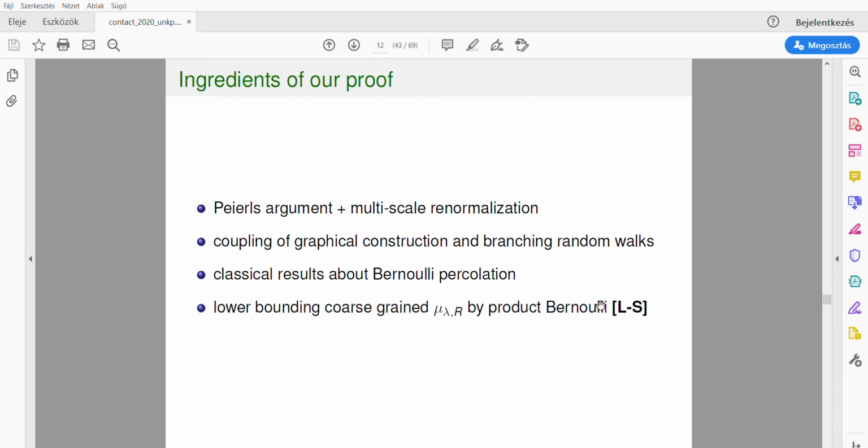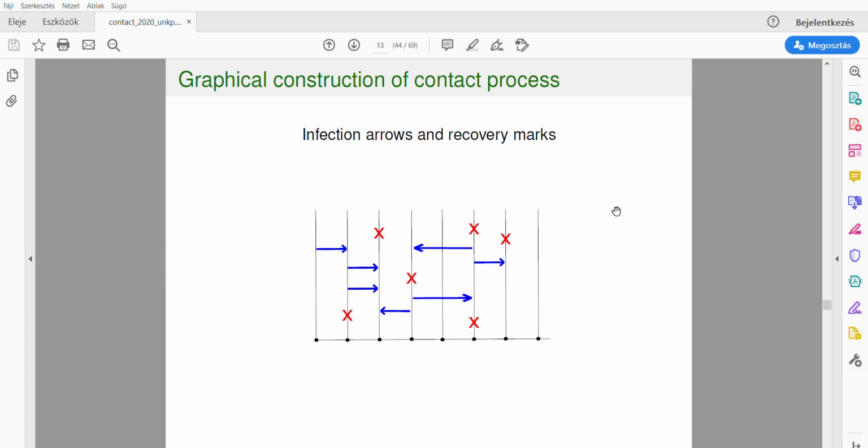So what I will try to talk about is this coupling of branching random walks and the graphical construction of the contact process. First of all, what is the graphical construction of the contact process? It looks like this. Imagine that these are the sites of Z^d. Here at the bottom you have d-dimensional space, and for simplicity let me draw dimension equal to 1. Of course our theorems are only interesting if the dimension is greater than or equal to 2, but I'm going to just draw the d equals 1 case.